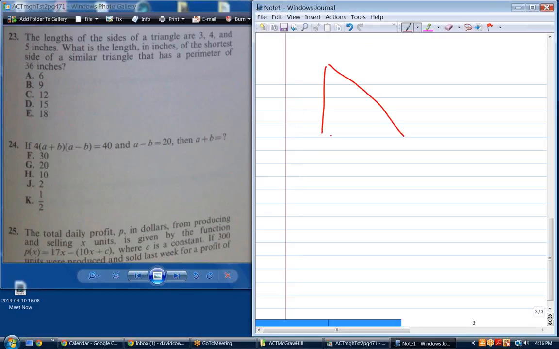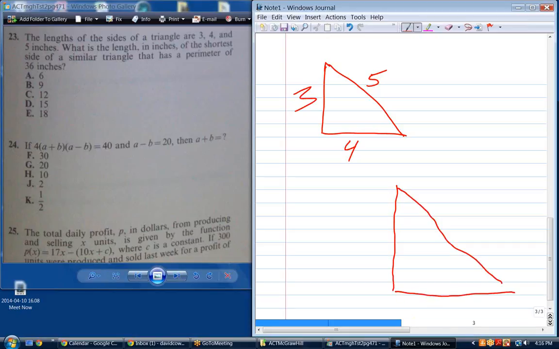This is a triangle you've probably seen many times. It's a 3, 4, 5. So what they're saying is that there is a similar triangle somewhere. And by similar, it means it's also a right triangle, and whatever that angle is, that angle, and whatever that angle is, this angle. That's what similar means.